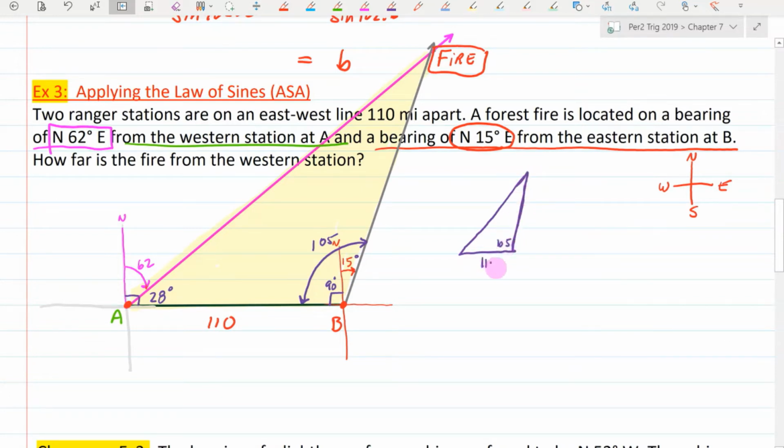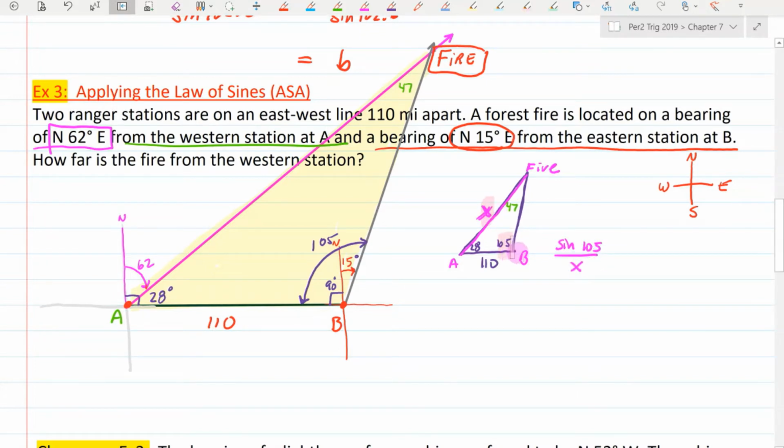105, 110 and 28. So the angle that's missing up at the top is 47. The question, how far is the fire from the Western Station, means that this is X, because A is the Western Station, that's the fire, that's B. They want us to find that length. So we'll do sine of 105 over X.